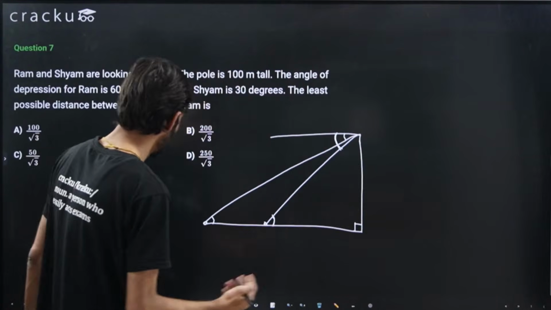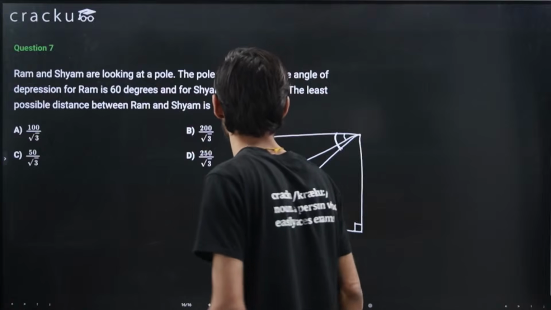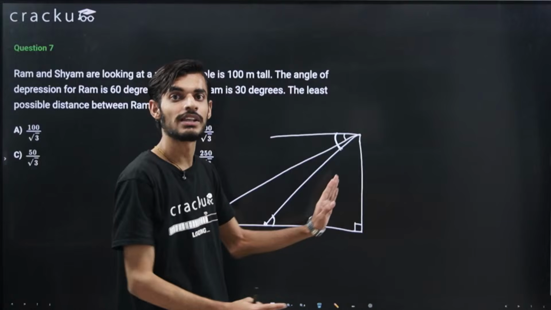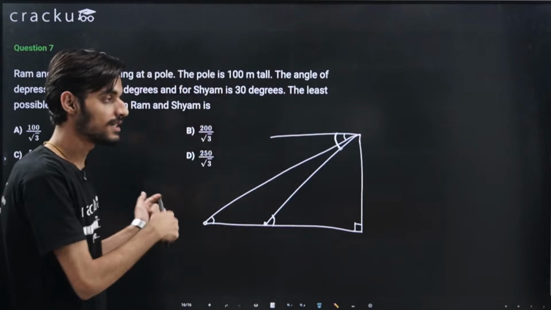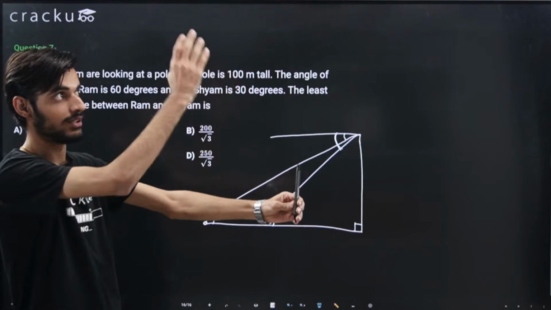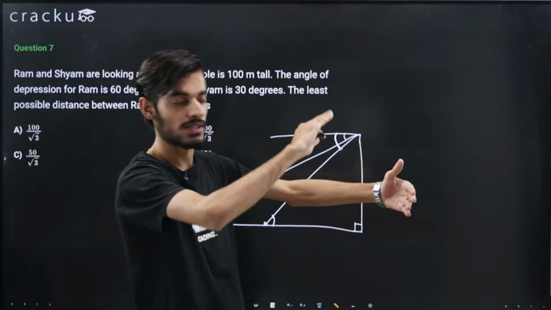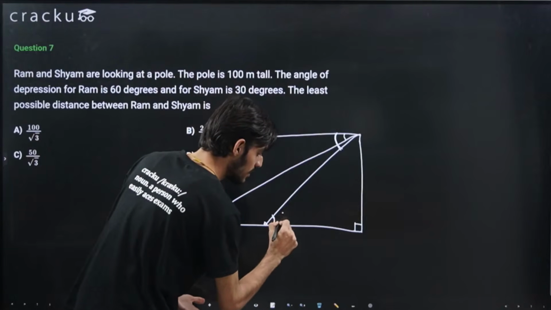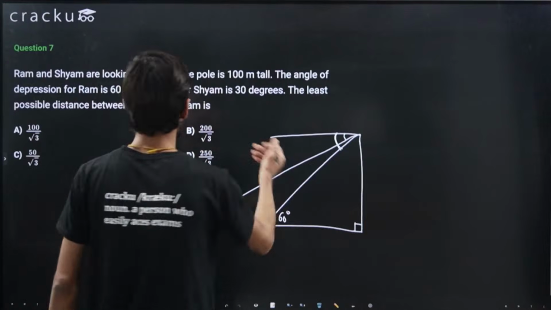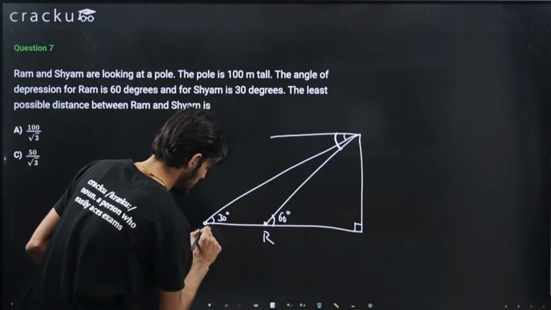Okay. So even though we are given that the angle of depression for Ram is 60 degrees and Sham is 30 degrees, we know that as we move closer to this pole, the angle of elevation will keep on increasing. Like I told you in the earlier slides, if I move closer to this pole, then the angle of elevation will keep on increasing. So by that logic, I can directly write that this angle will be 60 degrees and this will be 30 degrees. And I'm given that the angle of depression for Ram is 60 degrees. So this is Ram and this is Sham.